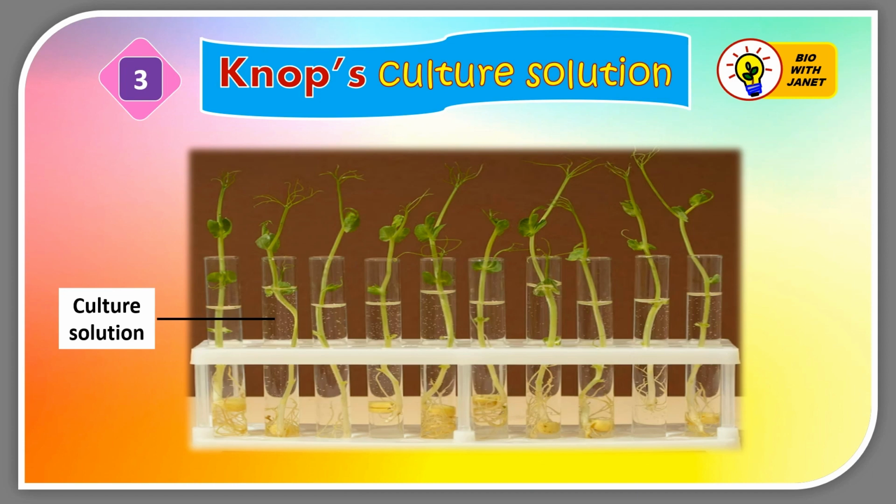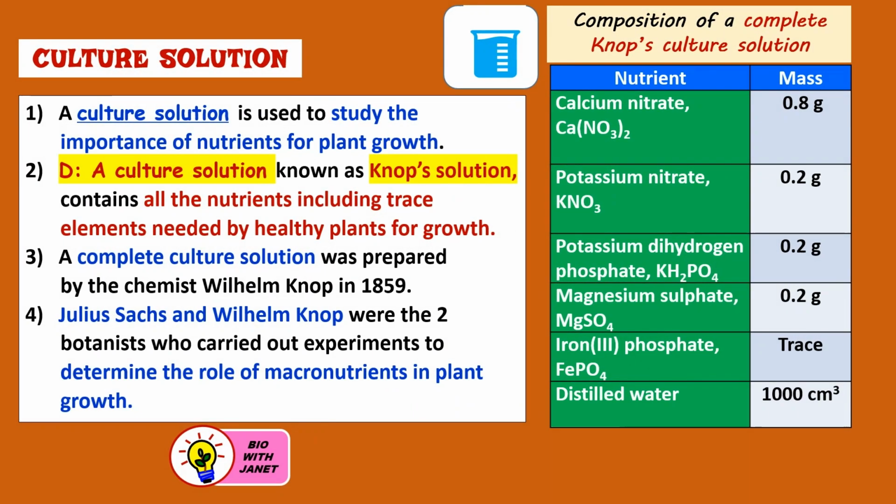So let's find out more about the Knop's culture solution. A culture solution is actually a solution of chemicals that are put together and used to study the importance of nutrients for plant growth. Now, the usual culture solution that we refer to is called the Knop's solution. So the definition for a culture solution known as Knop's solution, what is it? A culture solution known as Knop's solution contains all the nutrients, that means the macronutrients and the micronutrients, which we sometimes call the trace elements, all right, that are needed by healthy plants for growth.